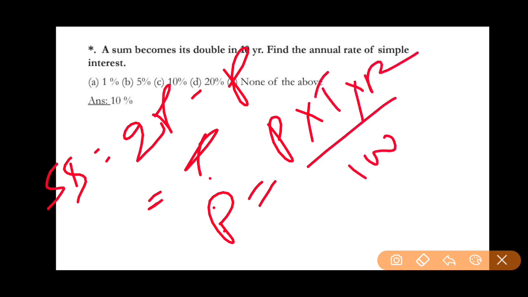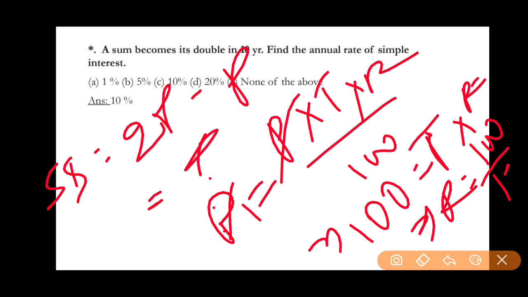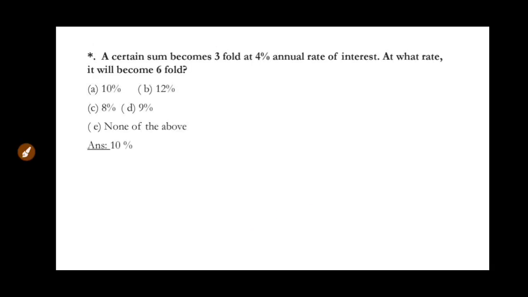Then P and P cancel, so here 1 is there, so it would be 100 is equal to t into r, where the rate of interest is not given, that would be r, and in place of t you can put 10. So r is equal to 100 divided by 10, and the answer will be 10. So the answer is 10, and here I had given 10% as the answer, because it's a rate of interest. So the answer is option C. That's what I told.